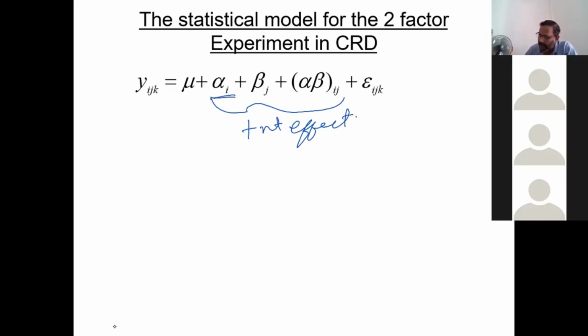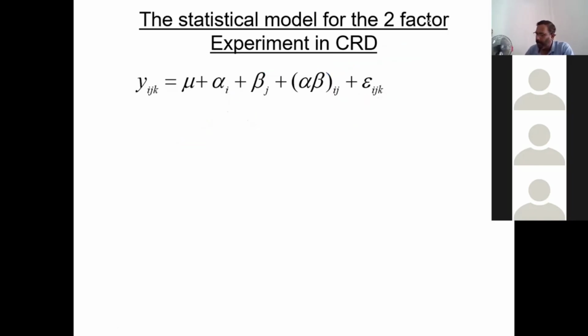This is responsible for factor A. This is responsible for factor B. This is responsible for the interaction of AB. And this is the random effect. So this is the simplest model for a CRD.